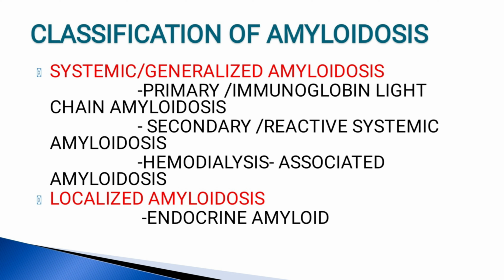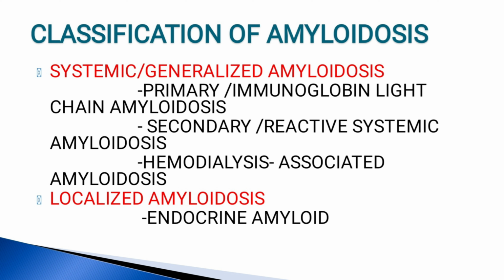The systemic amyloidosis involves several organ systems, and the localized amyloidosis involves a single organ such as heart. The systemic or generalized amyloidosis is further classified as primary or immunoglobulin light chain amyloidosis, secondary or reactive systemic amyloidosis, hemodialysis associated amyloidosis. First, let's see about the primary amyloidosis. The primary amyloidosis is also known as immunoglobulin light chain amyloidosis.